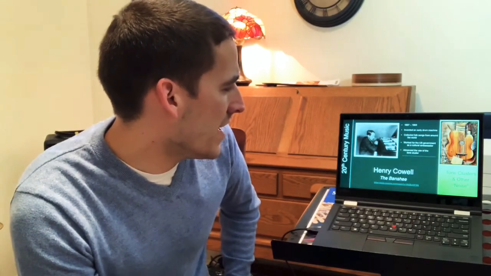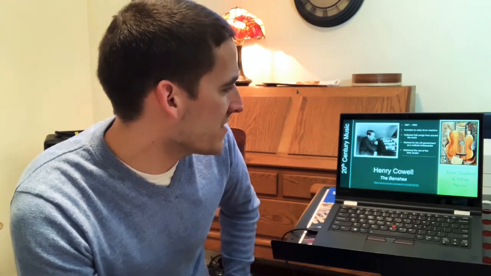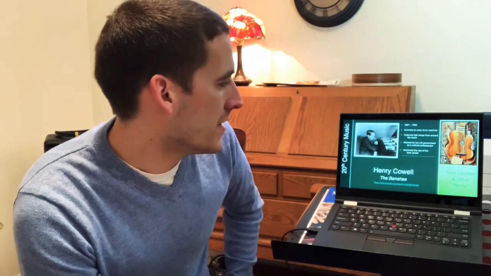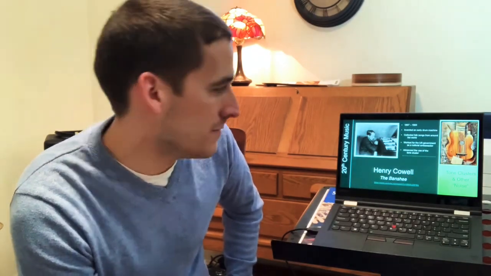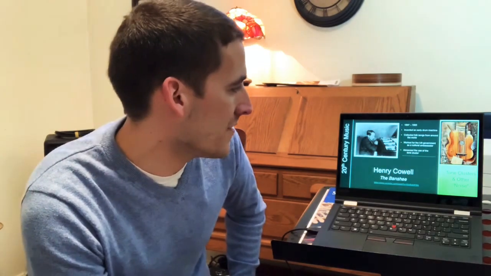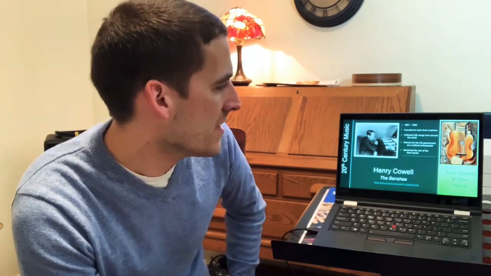Henry Cowell doing the Banshee. Henry Cowell, let's see here, 1897, he passed in 65. He invented the early drum machine. So all of you guys that are into EDM, you can thank Henry Cowell. He collected folk songs from around the world. He really compiled a lot of that stuff. That was one of his other passions.